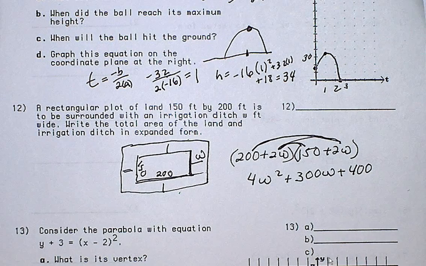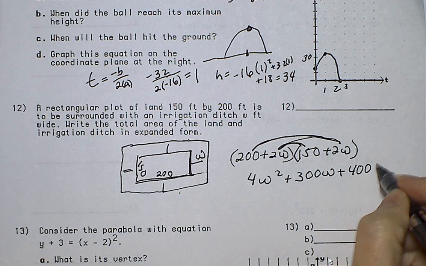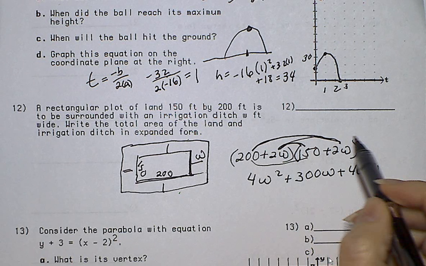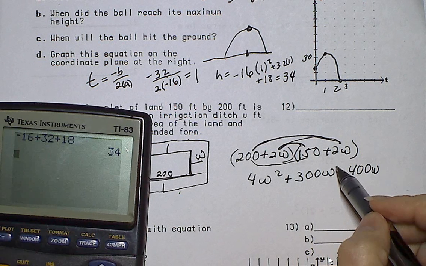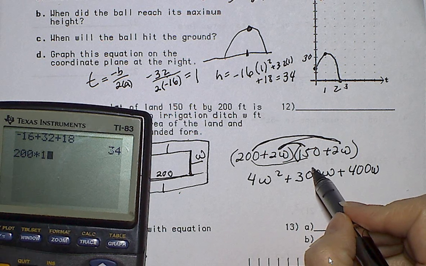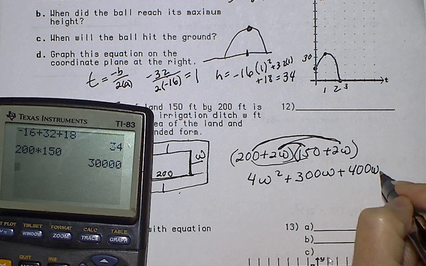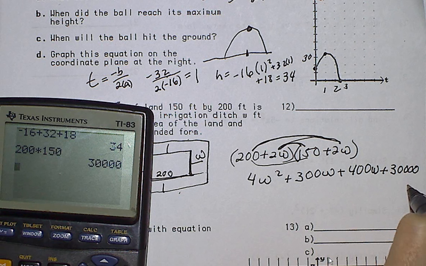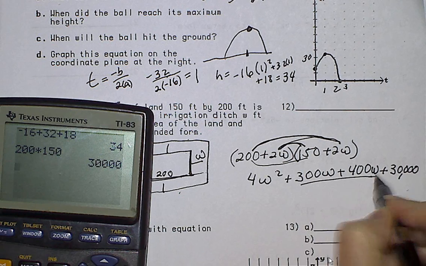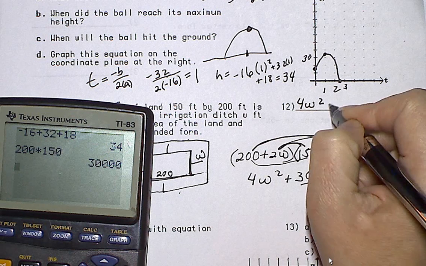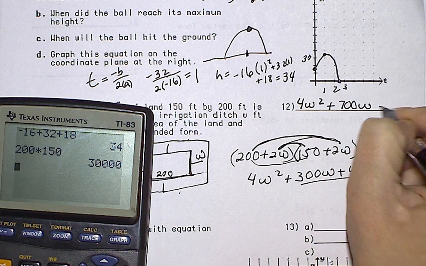And then 400w, and the last is your 200 times your 150, which is 30,000. Alright, so now we're just going to combine like terms, which are these. So our final answer is 4w squared plus 700w plus 30,000.